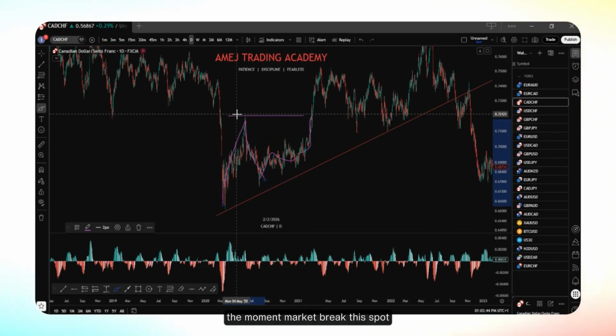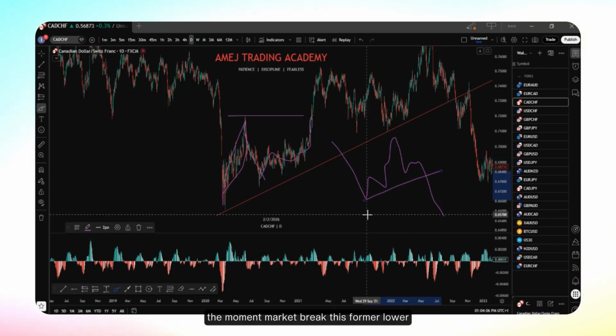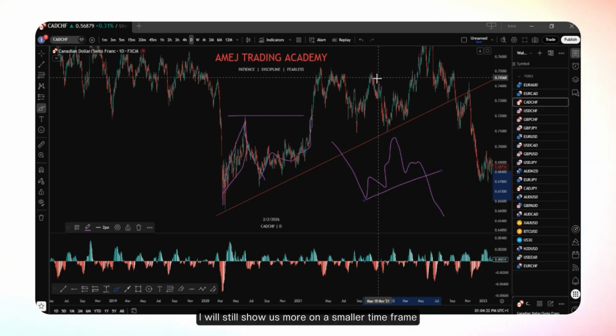The moment the market breaks this spot, this shows us that we are in trending mode. Whenever you see the market going up or going down like this, then making some correction and coming back, the moment the market breaks this former lower low or high that we have here, this is sign number one that we are in trending mode. The market is trending towards that direction. I will still show us more on a smaller time frame.